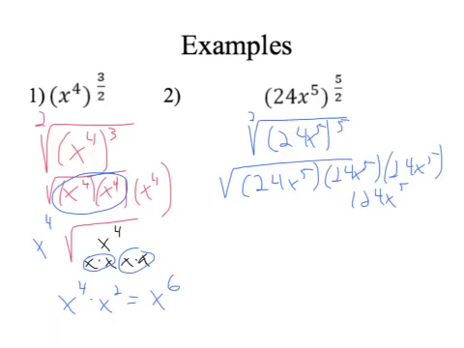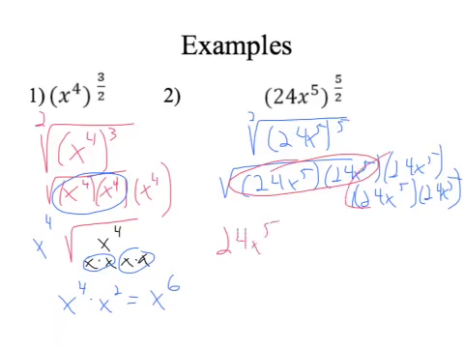And one more. I kind of ran out of room here. That's okay. Alright, my index is 2, so I'm looking for pairs. So I have one pair right here. That pair goes on the outside. So on the outside I have 1, 24x to the 5th.